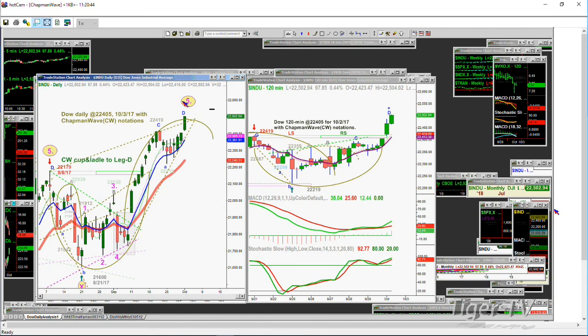I've got this as a Chapman Wave 5. I haven't got a signal yet, so the 5 could still move. It's a floating ladder. It could move a little bit more to the right, but I'm thinking that it's getting really close, and a couple of reasons I'll explain why.